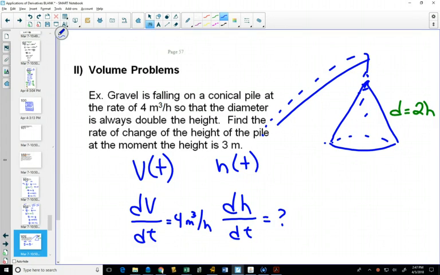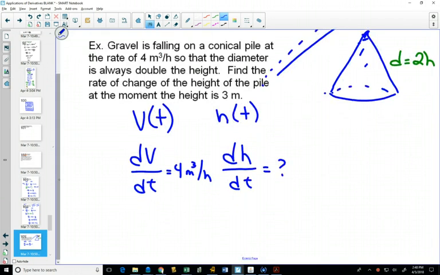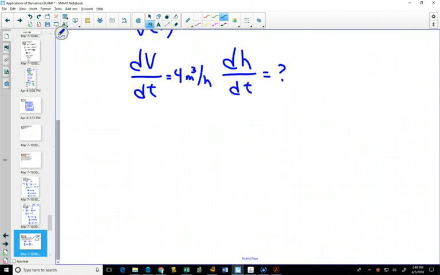Now, what's the volume of a cone? It's the area of the circle, pi r squared, times the height over 3. So here's our volume, here's our formula. Again, this is what makes this part hard: coming up with the formula. 1/3 pi r squared times height.